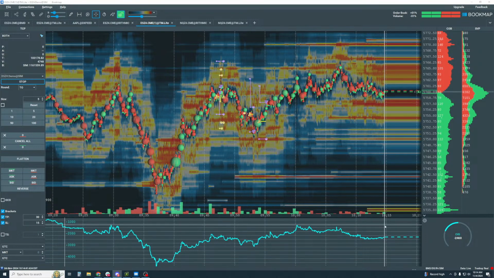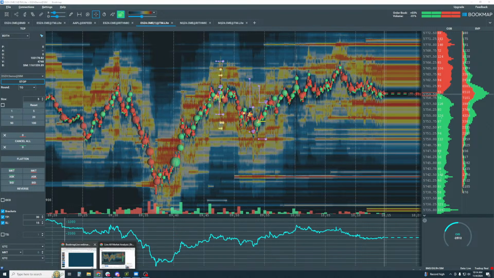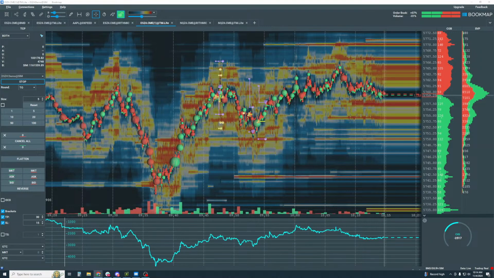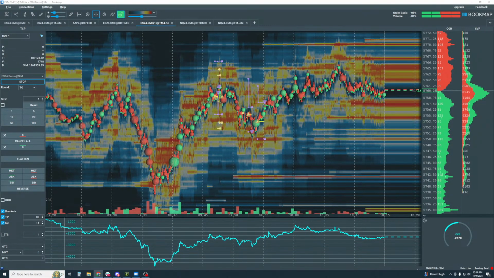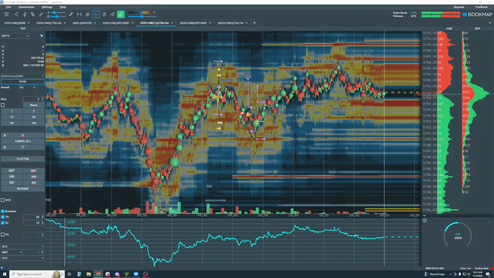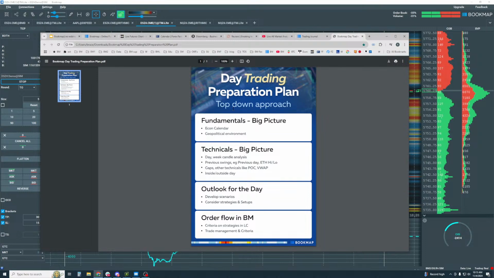Just to review a little bit, we started with the bigger picture, and let me bring that up here. Okay, so we started with the bigger picture with this PDF, which I'm going to edit and reformat for you guys. But it's really the same thing here, and it's a very simple top-down approach.